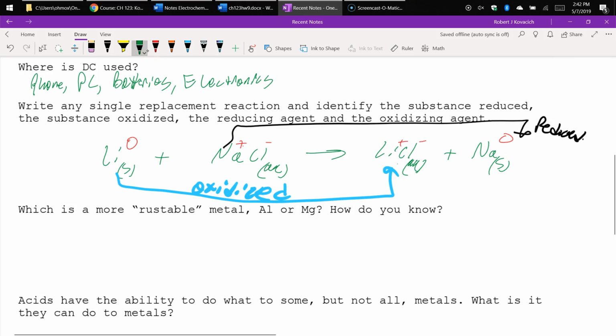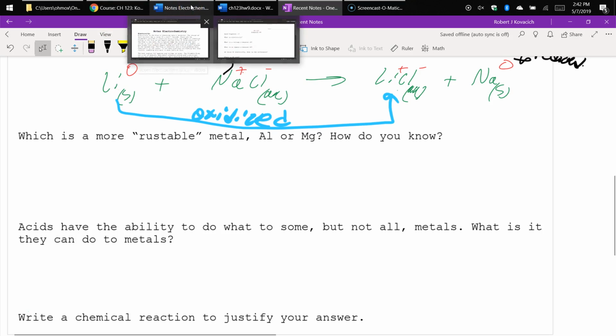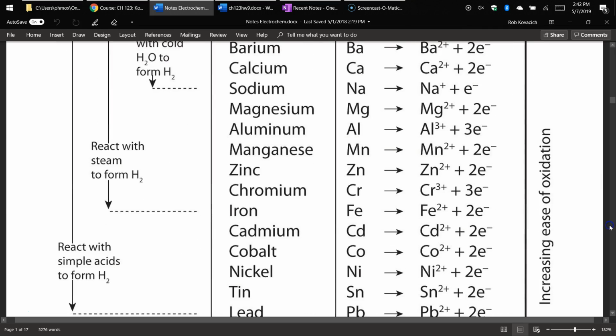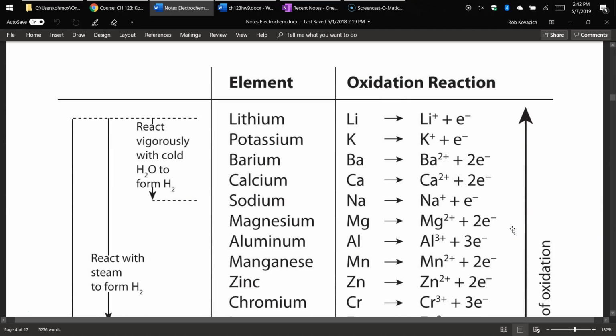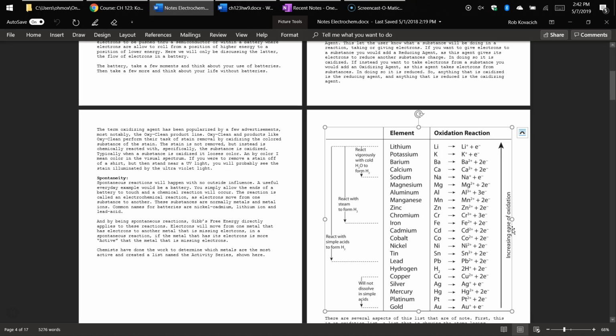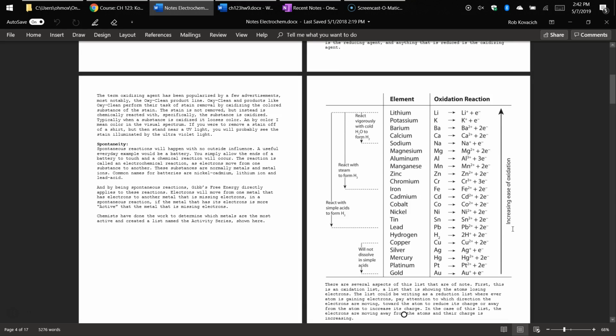Okay, which is a more rustable metal, the magnesium or the aluminum? How do you know this? Where do you go look? Periodic table? No. The one that shows which is more active or not. Yeah, what do we call that table? The oxidation reaction. I don't hate any of those words, but that's not what it's called. Just activity series.